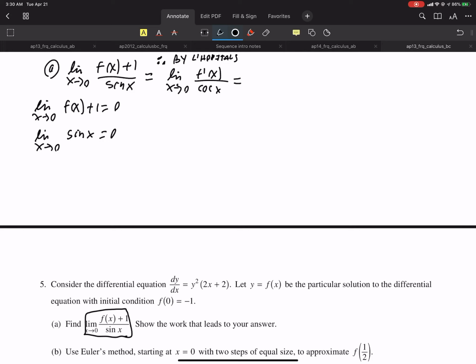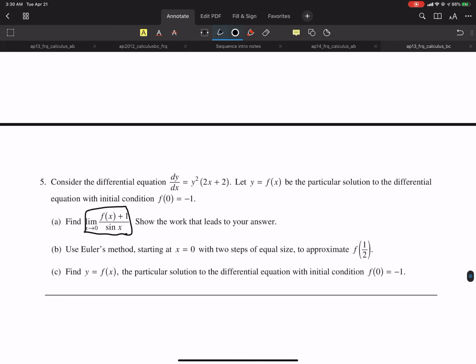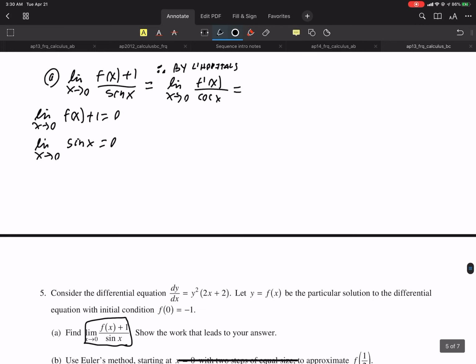Now, the f prime of 0, they give that to you. They tell you, no they don't. We have to calculate that. So, side work, dy dx when x is 0 equals y squared. So y we know is negative 1 when x is 0, and 2 times 0 plus 2. I'm just using the derivative formula down here. So this is 1 times 2, so we know this is 2. So the top limit is 2, and cosine 0 is 1. There's my answer.